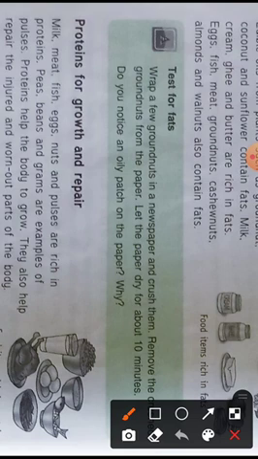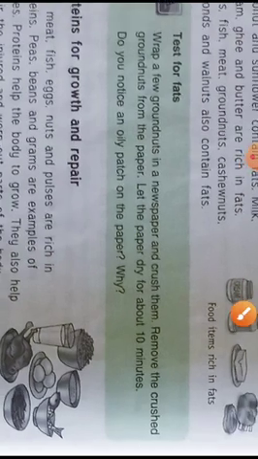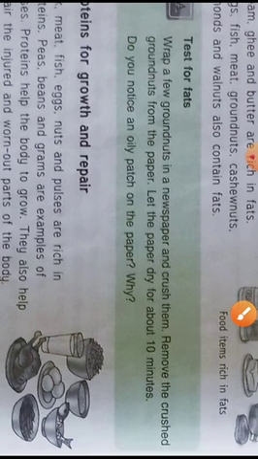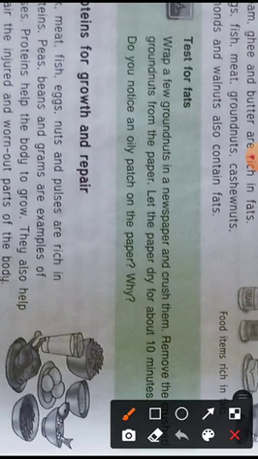This is known as the test for fats. So how will you test whether something contains fats or not? You will wrap a few groundnuts in a newspaper. You will take a piece of newspaper, take a few groundnuts and crush them. Then remove the crushed groundnuts from the paper.